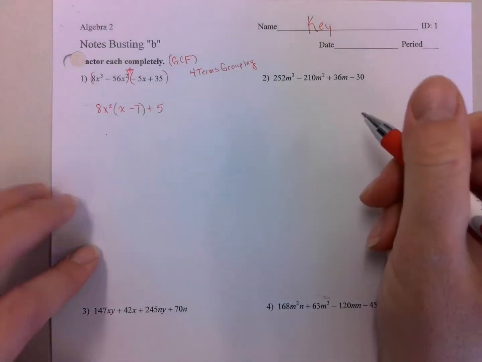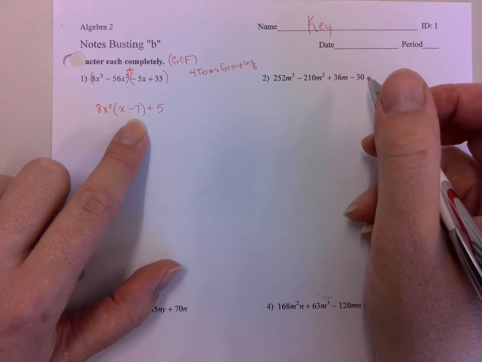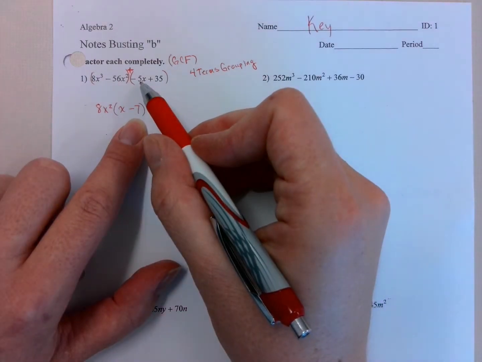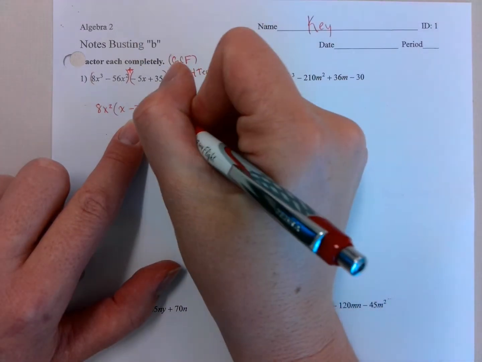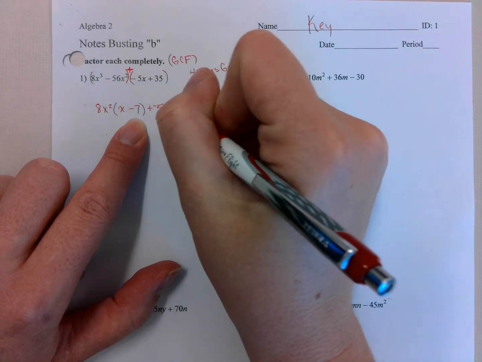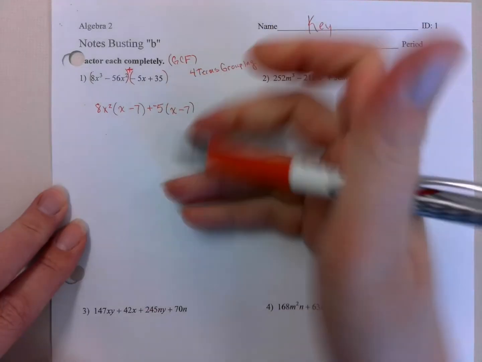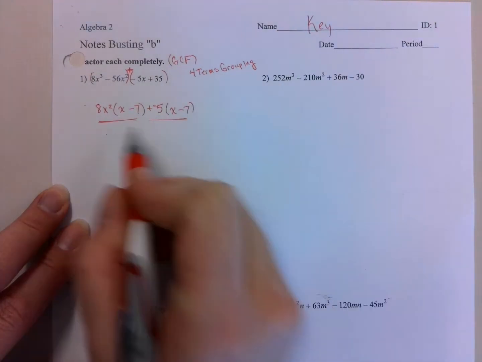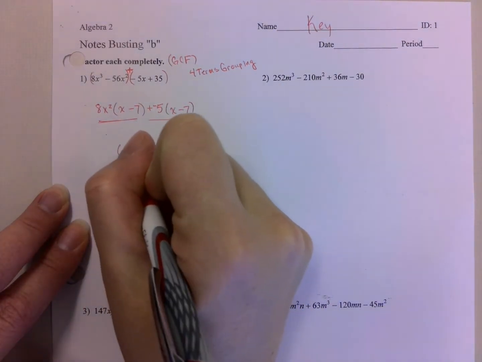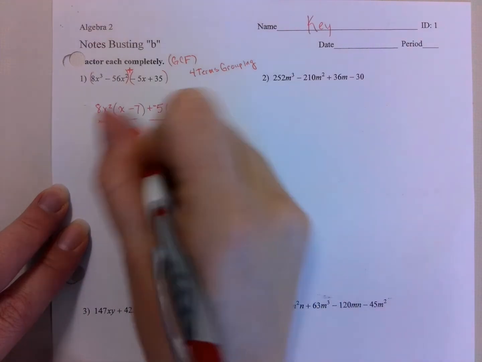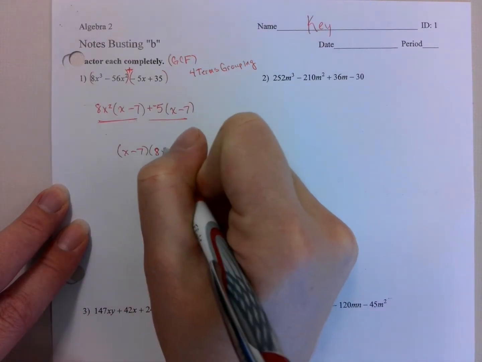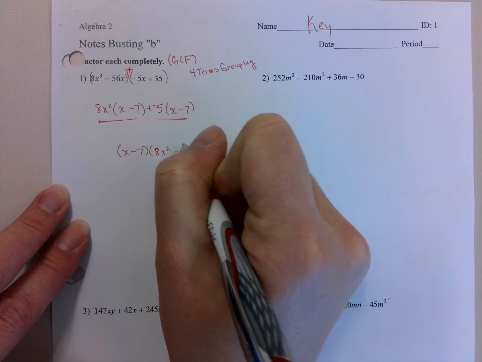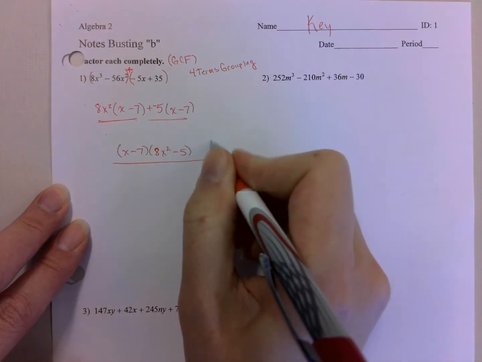But I need to look ahead. I have a positive x and a negative 7. That's going to leave me a negative x and a positive 7. So I want to force the negative out to flip it to the signs I want. And then if you see these 2 terms here, 1, 2, what they have in common is the x minus 7. That is my GCF. And what's left over is 8x squared plus a negative 5 or minus 5. And that is fully factored.